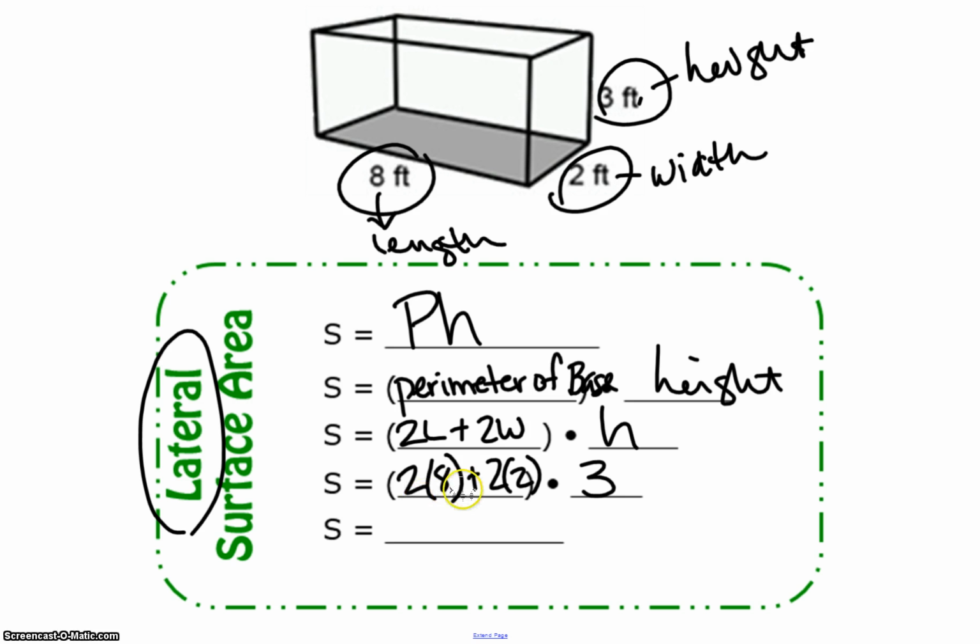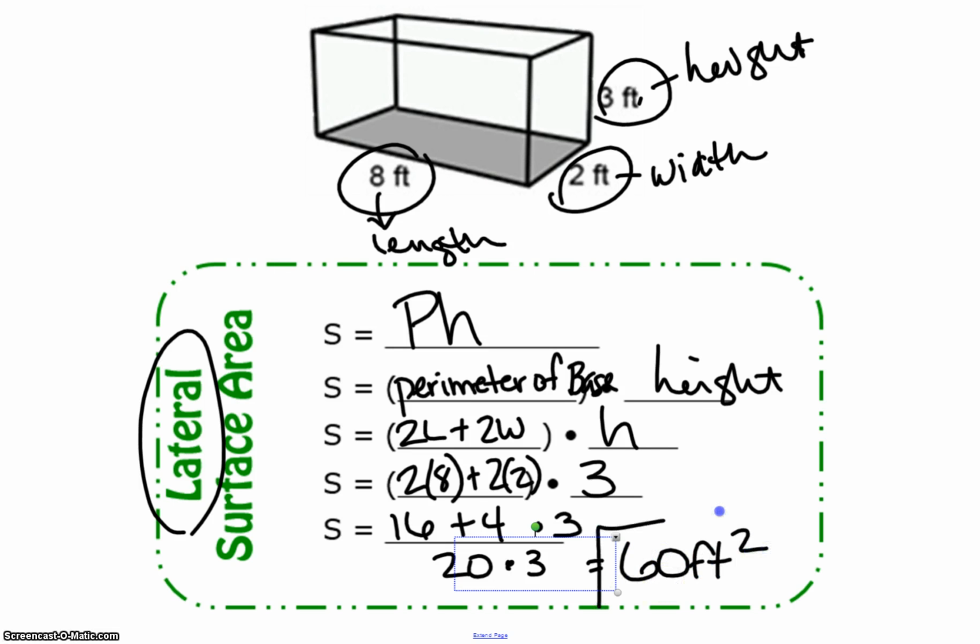So 2 times 8 is 16 plus 4, times 3. So 20 times 3 equals 60 feet squared. And that should be in your foldable.